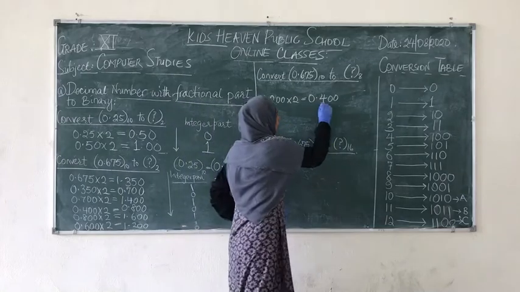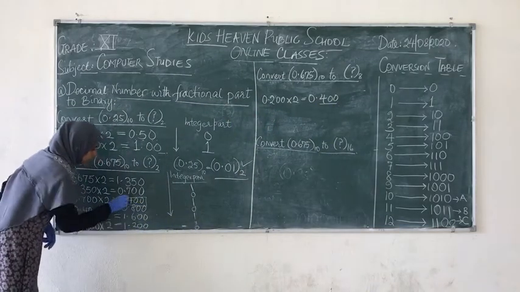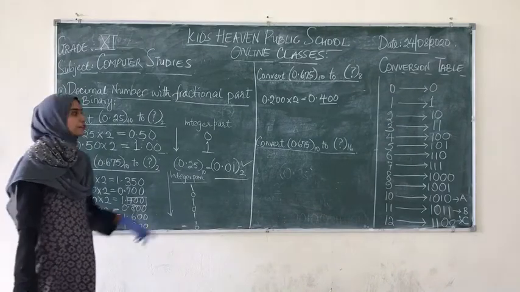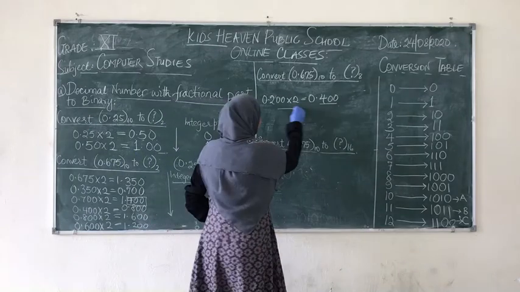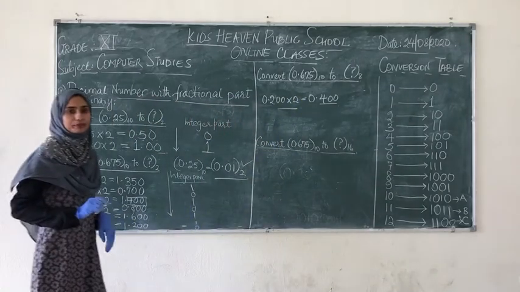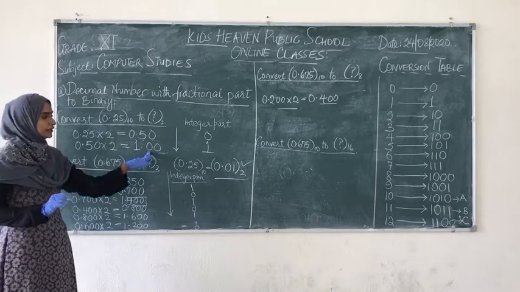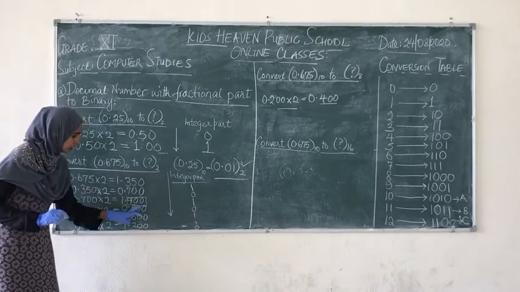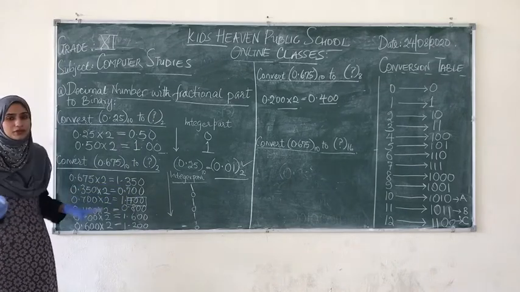Now look here, we have a 400 here and we have a 400 here. Observe, the fractional part is now repeated. Therefore, we can stop our multiplication. A 0 did not appear here. The way a 0 appeared here and we stopped. Here, our fractional part has repeated itself. Therefore, we will stop the multiplication.